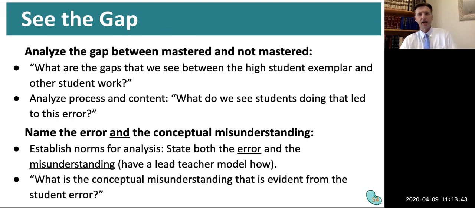We are then analyzing the gap between work that is mastered and work that is not mastered. So we ask questions, what are the gaps that we see between that high student exemplar and the other student work? Because what we've requested from teachers is examples of high performance on this assignment or assessment. We've asked them for medium, we've asked them for low work as well. What are the gaps that we see between that high student work and the other examples that we have? We want to analyze the process as well as the content and really get down to this question too.